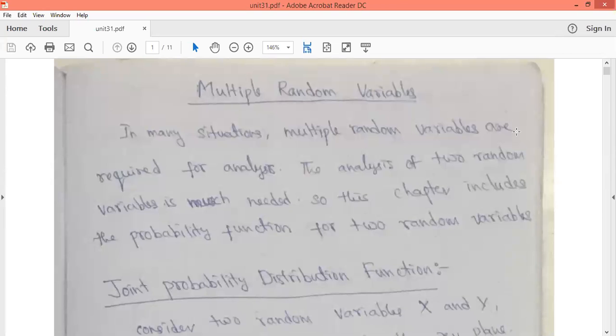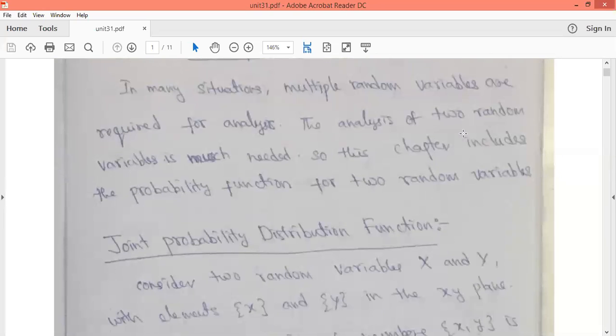Multiple random variables are very important for analysis in real-time situations, because whatever signals or variables occur in real time are of multiple dimensions. They are not single valued, they are multi-dimensional, that is, two or more. That is why it is important to understand the analysis of two random variables.